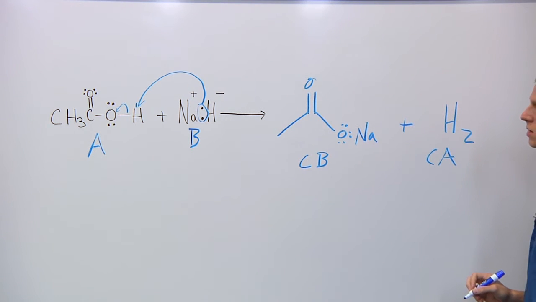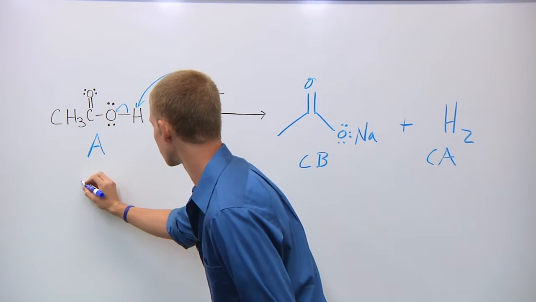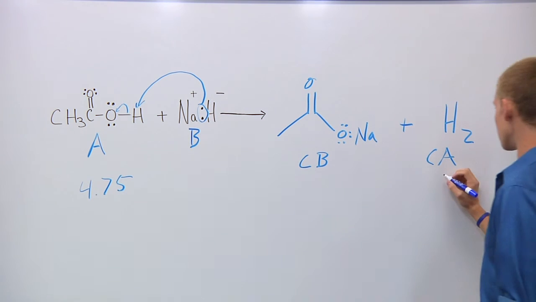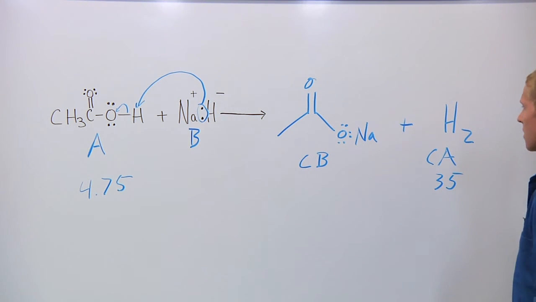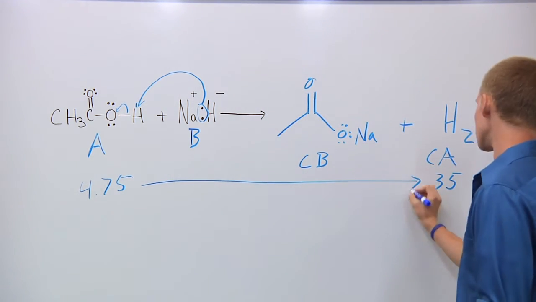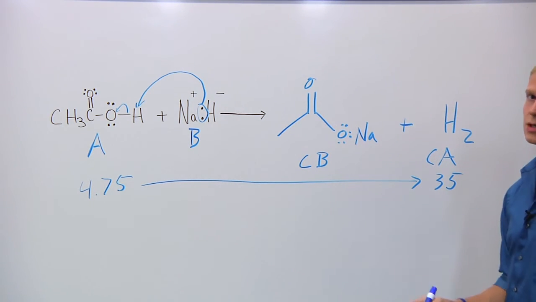Now, we need to identify the pKa values. For acetic acid, this is 4.75. And for hydrogen, it is 35. So now, we can see that it goes from 4.75 to 35. It goes from a lower pKa value to a higher pKa value. So this reaction will go to completion.